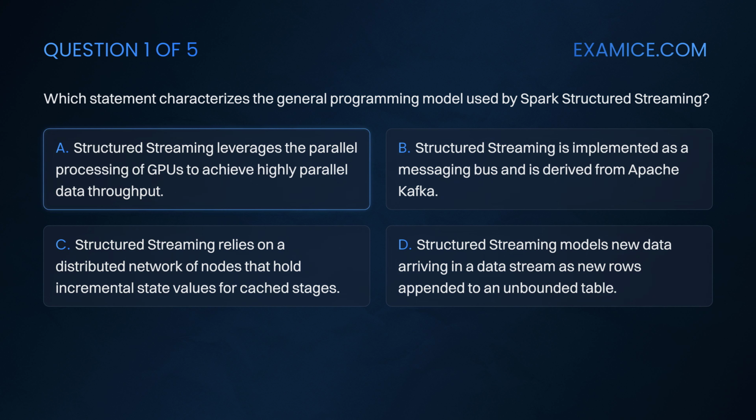Option A. Structured streaming leverages the parallel processing of GPUs to achieve highly parallel data throughput. Option B. Structured streaming is implemented as a messaging bus and is derived from Apache Kafka. Option C. Structured streaming relies on a distributed network of nodes that hold incremental state values for cache stages. Option D. Structured streaming models new data arriving in a data stream as new rows appended to an unbounded table.